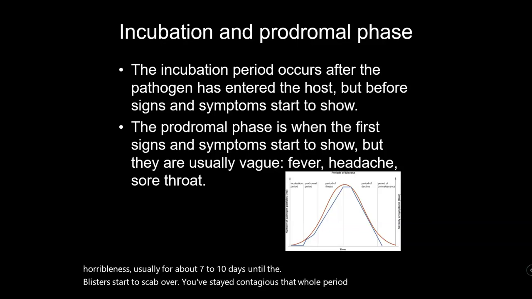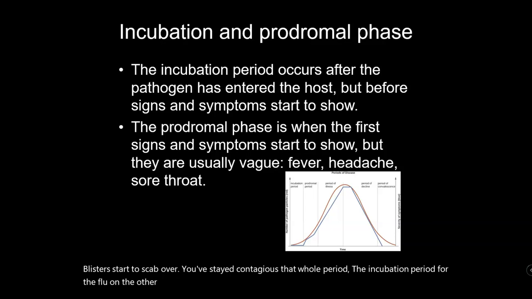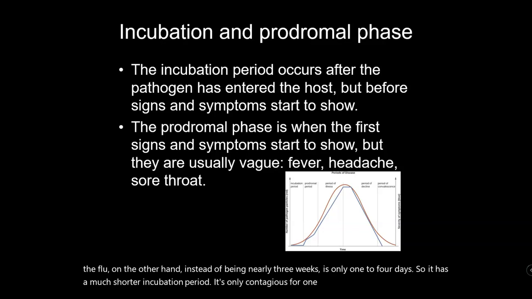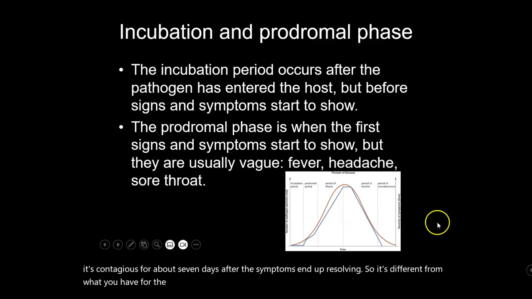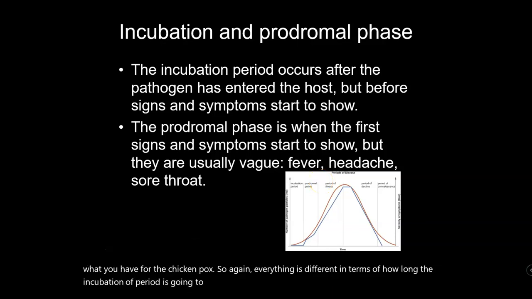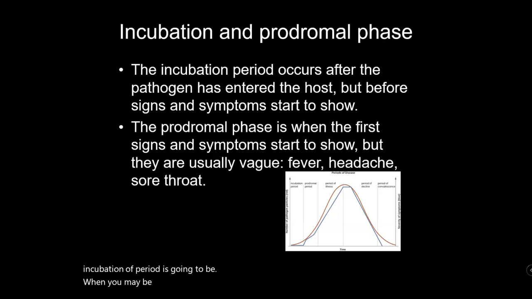The incubation period for the flu, on the other hand, instead of being nearly 3 weeks, is only 1 to 4 days. So it has a much shorter incubation period. It's only contagious for 1 day before symptoms start, and it's contagious for about 7 days after the symptoms end up resolving. So it's different from what you have for the chickenpox. So again, everything is different in terms of how long the incubation period is going to be, when you may be contagious.